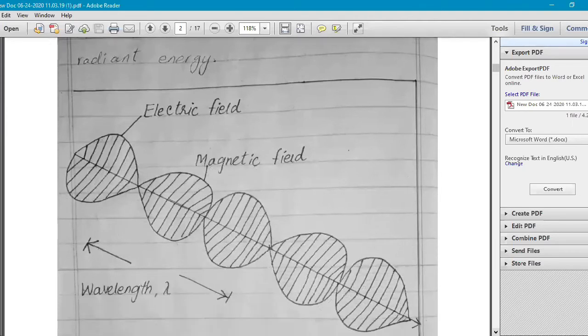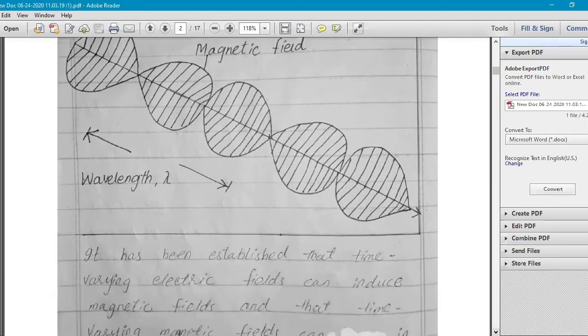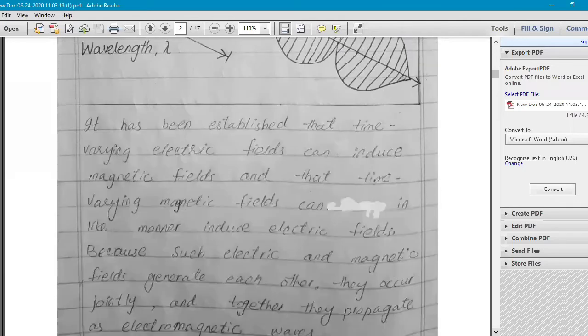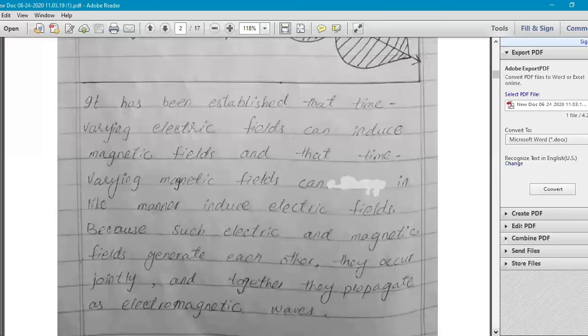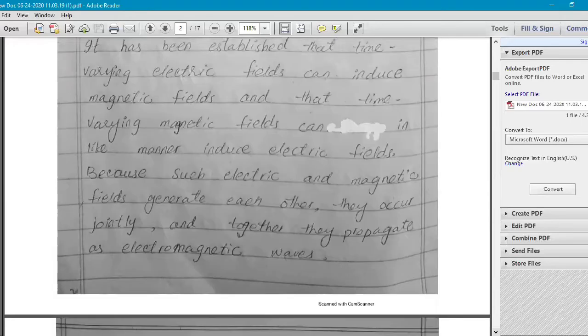Here we have an electromagnetic wave, with an electric field, a magnetic field, and wavelength, and they are moving in the upward and backward directions. It has been established that time varying electric fields can induce magnetic fields and that time varying magnetic fields can in like manner induce electric fields, because such electric and magnetic fields generate each other. They occur jointly and together they propagate as electromagnetic waves.